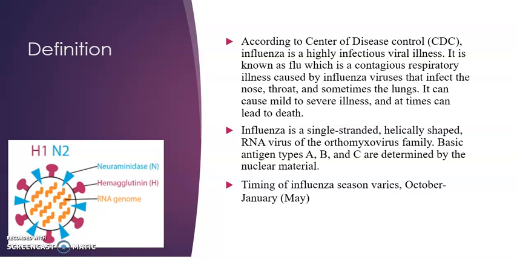According to CDC, influenza is a highly infectious viral illness. It is known as flu, which is a contagious respiratory illness caused by influenza viruses that infect the nose, throat, and sometimes the lungs. It can cause mild to severe illness, and at times it can lead to death. Influenza is a single-stranded, helically-shaped RNA virus of the orthomyxovirus family. Basic antigen types A, B, and C are determined by the nuclear material. Timing of influenza season varies from October to January, sometimes in May.